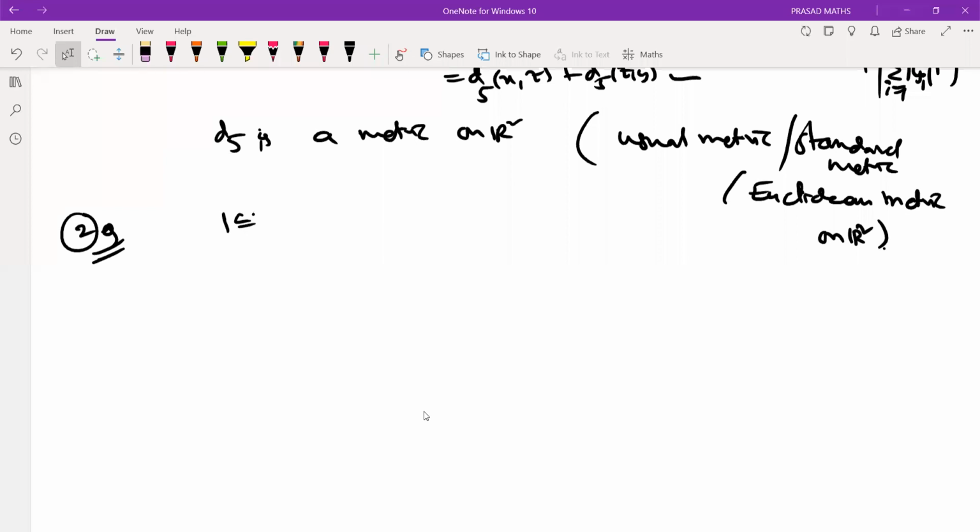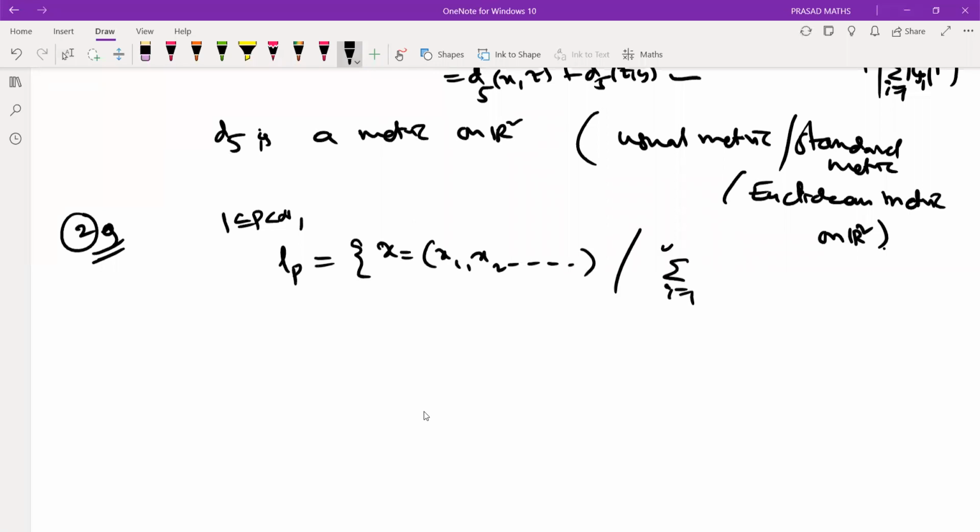Suppose 1 is less than or equal to p less than infinity. Suppose my Lp is the space of all sequences which are p-summable sequences, that is, the series summation of |xi|^p is convergent. In order to understand this idea clearly, suppose you take p equals to 1, what happens? This is L1. L1 is nothing but the set of all 1-summable sequences.